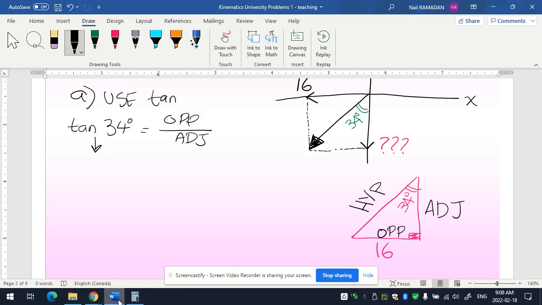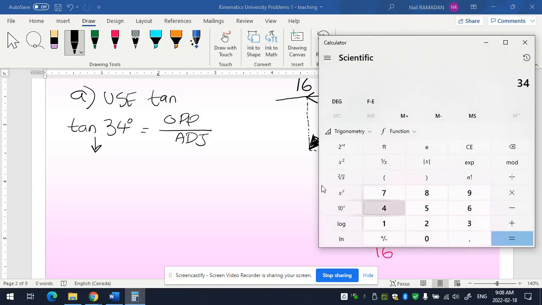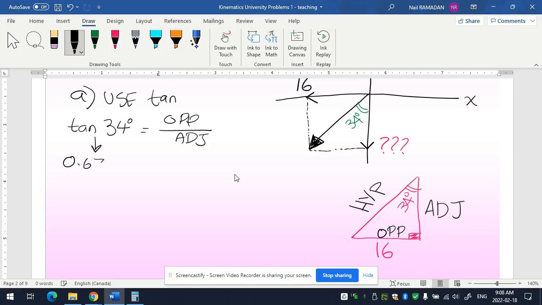Well, let's find out what it is. 34, tan, not tan inverse. You already know the angle, so you don't invert. I use 4 digits, so 0.6745. So 0.6745, and I know I'm going to need an invisible one, equals. My opposite is 16. My adjacent is, well, it's my adjacent. What do I do whenever I get to something like that? Crisscross or cross multiply. So cross multiply.